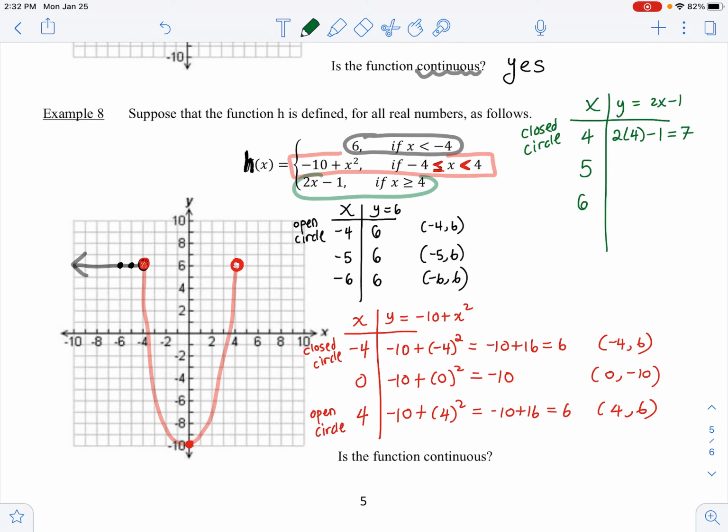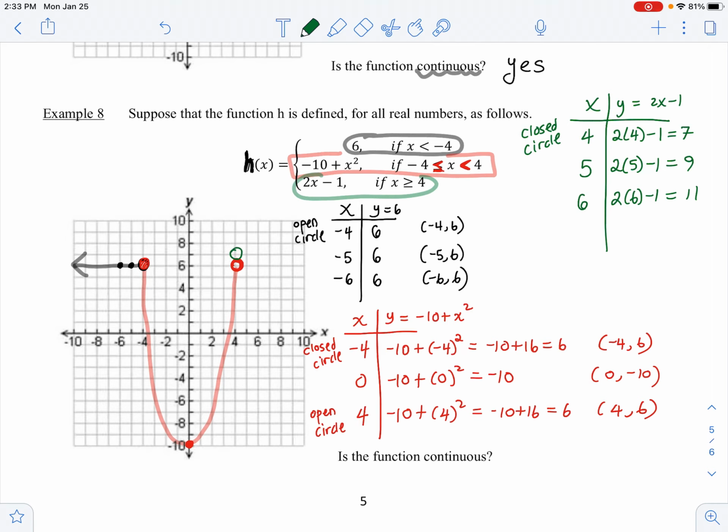Let me plot 4, 7. I'll do the plotting later and just find the rest of these. 10 minus 1 is 9. And if I plug in 6 for the last one, I will get 12 minus 1, 11. I won't be able to graph that one. All right, but closed circle at 4, 7. 4 to the right, up 7.